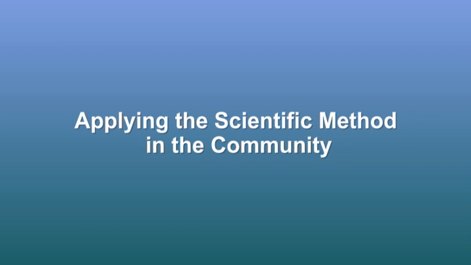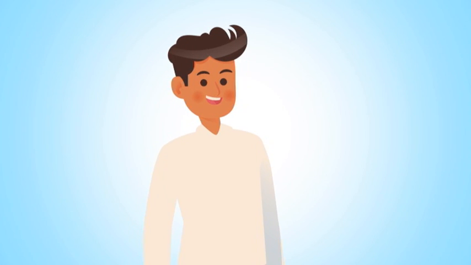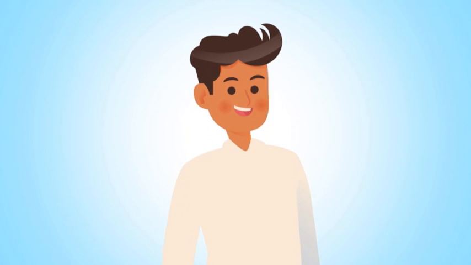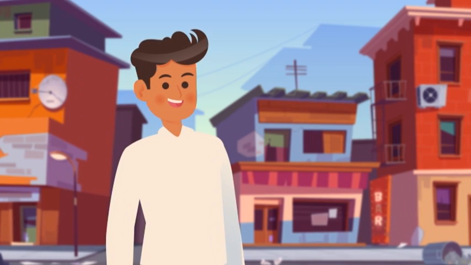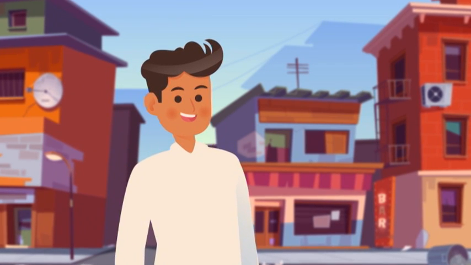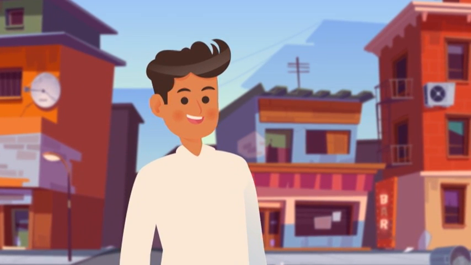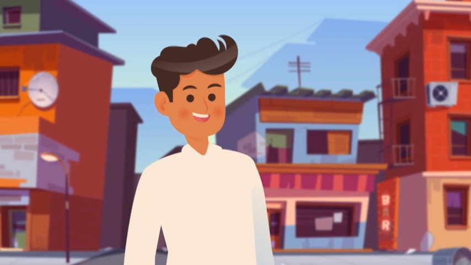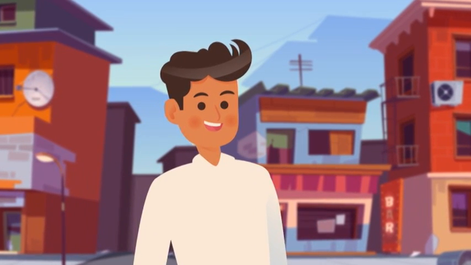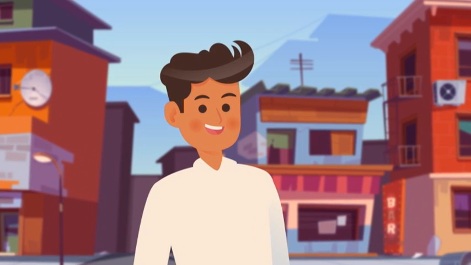Let's now look at how we can apply the scientific method in our community. We cannot exactly walk around the neighborhood for ourselves, but let's have our friend Juan here to do that for us in this virtual world. We see Juan walking around his neighborhood to see what problems he can solve using the scientific method. He noticed some health and environment-related problems during his walk which he would like to address using the scientific method.